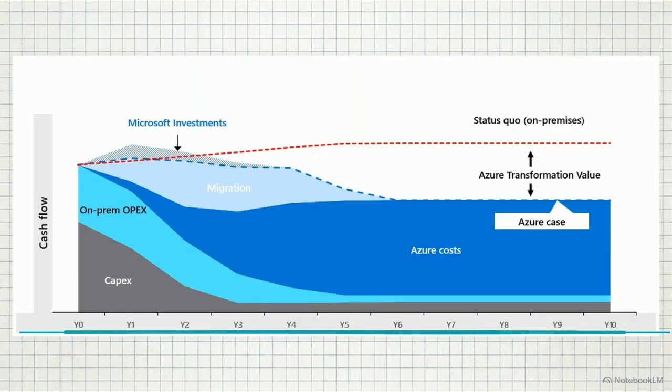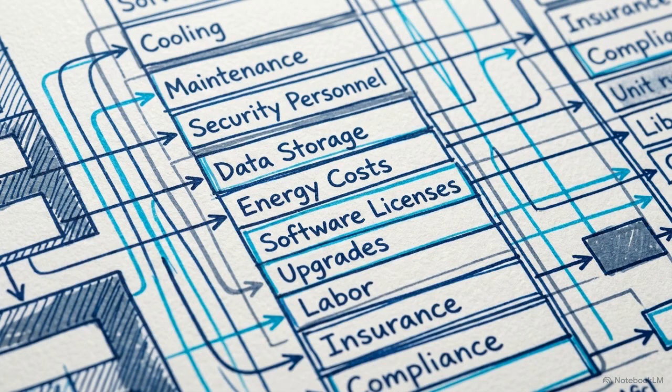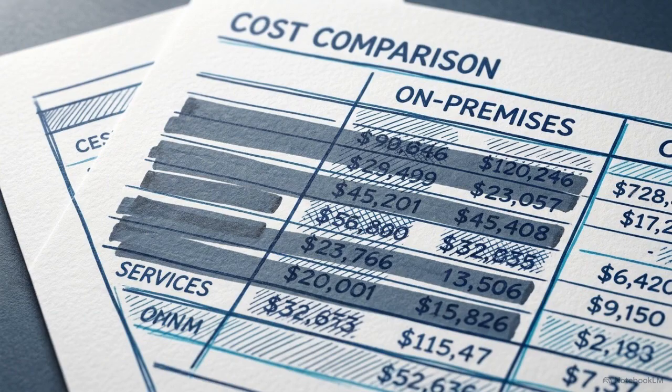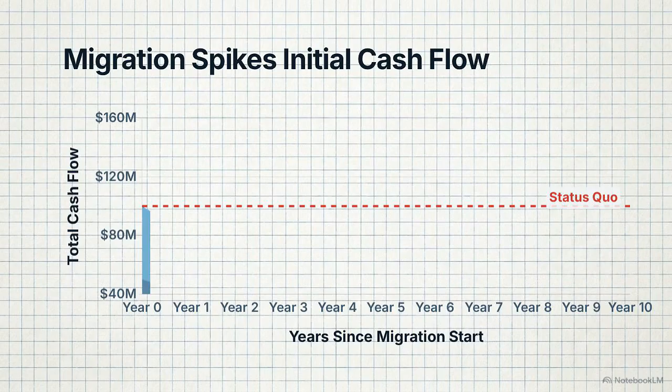This is a cash flow chart tracking expenses over a 10-year period. The red dotted line across the top represents the status quo. It shows exactly what the organization will spend on hardware, staff, and facilities if they stay on premises and change nothing. Capturing every facility and administrative expense to establish this baseline is mandatory. If you omit those hidden expenses, your on-premises costs look artificially low, and any future comparison to cloud pricing will be inherently flawed.